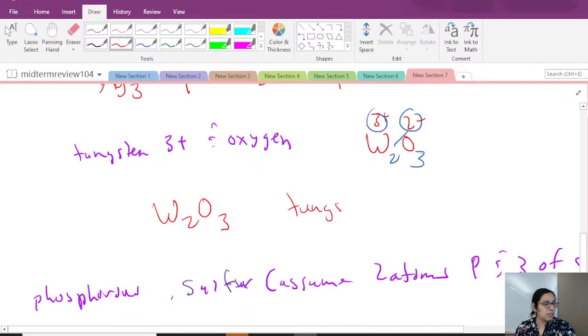So tungsten. So look at where tungsten is, though. Yeah, so then we got to use the Roman numerals. So what's the Roman numeral? 3. So tungsten 3, and then what's the last part? Oxide. Good job. Questions on this one here?